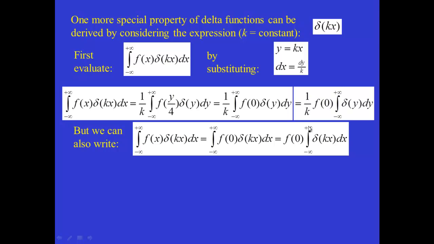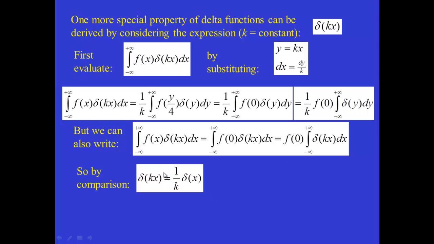And so that tells us that there must be a very simple relationship between delta of kx and delta of y. So by inspection, we see that delta of kx must be the same as 1 over k times delta of x. Even though the expression in the top line has a y in it, we could write it just as easily as delta of x dx. It wouldn't change the expression at all.